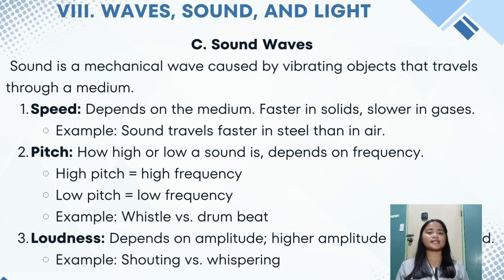Now let's proceed to the sound waves. Sound is a mechanical wave caused by a vibrating object that travels through a medium. There are three types of sound. The speed depends on the medium. It is faster in solids, slower in gases. The three properties of sound waves are speed, pitch, and loudness.